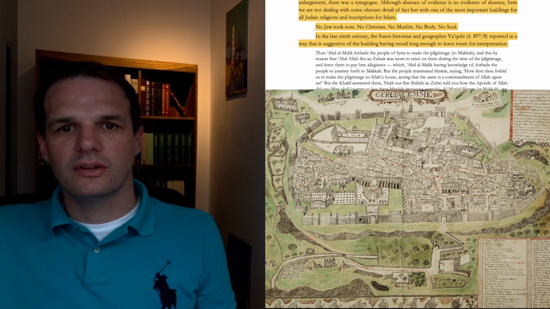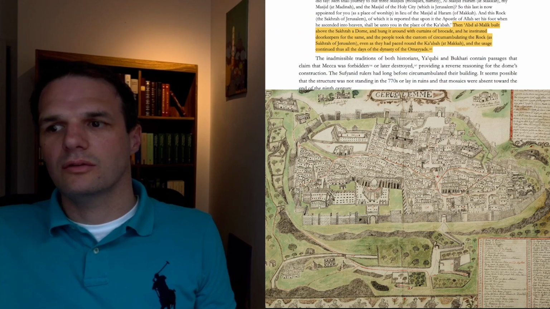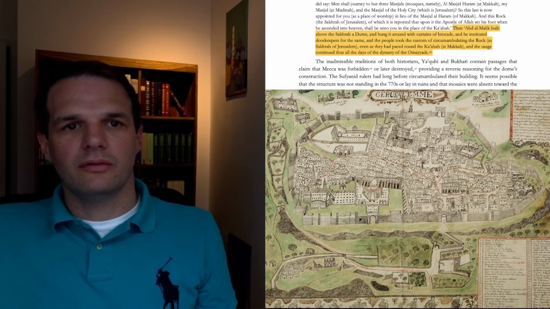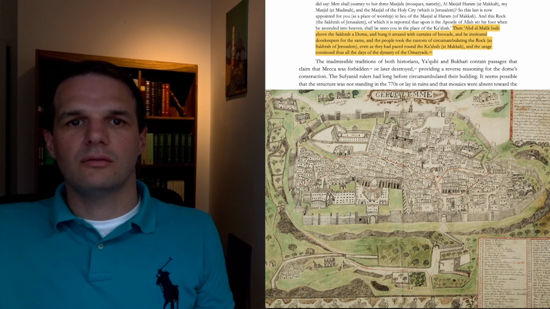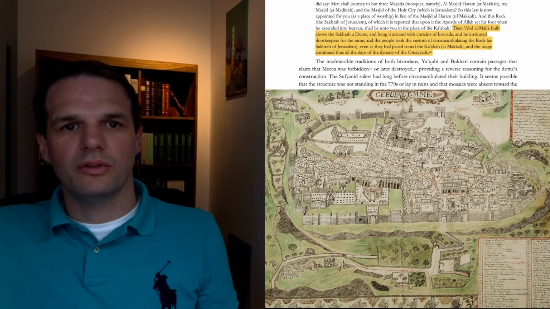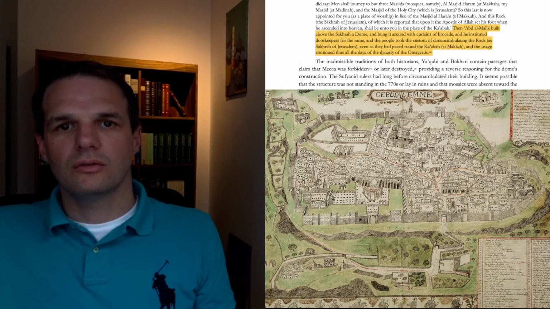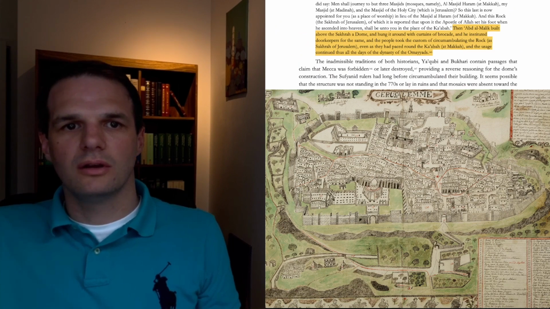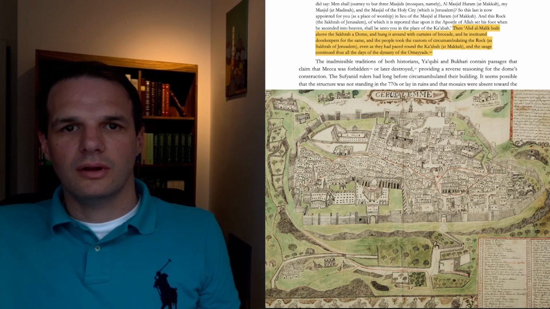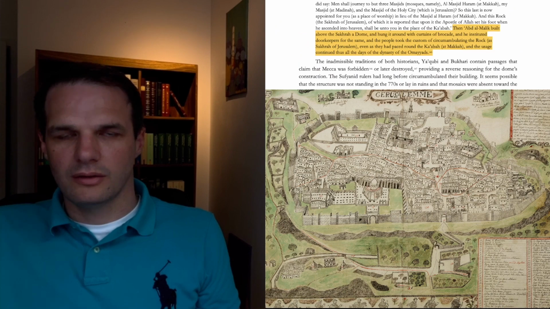And now I will skip most of the bit, but in the end here is where the important quote is. So, then Abd al-Malik built above the Sakra a dome and hung it around with curtains of brocade. And he instituted doorkeepers for the same, and the people took the custom of circumambulating the rock as Sakra of Jerusalem, even as they had paced around the Kaaba at Makkah, and the usage continued thus all the days of the dynasty of the Umayyads.